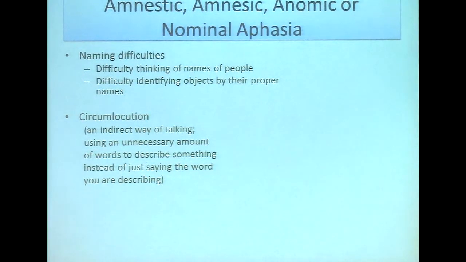And what often happens if you have a client sitting in front of you with naming difficulties, you have a phenomenon called circumlocution, where they talk around the point. If you think circumference, around about, circumlocution, they're talking around the point. It's an indirect way of talking, using an unnecessary amount of words to describe something instead of just saying the word you're describing. In practice, one of the ways this often comes across is if you're doing the vocabulary test in one of the Wechsler tests, and you ask somebody, what does this word mean? And they talk all around it. You can hear that they know what the word means, but they can't really get to the point.